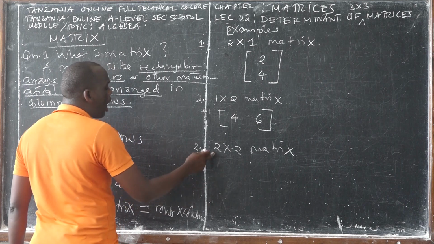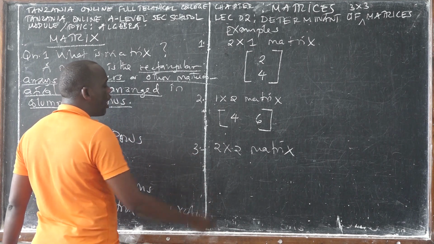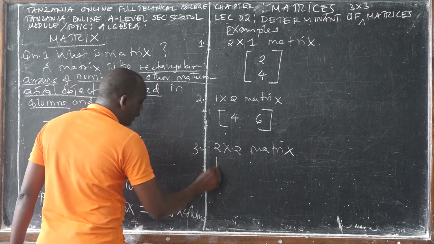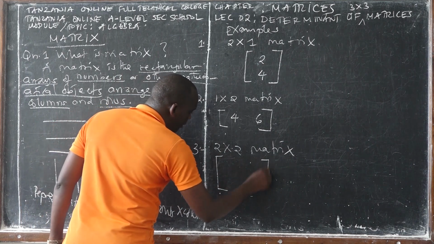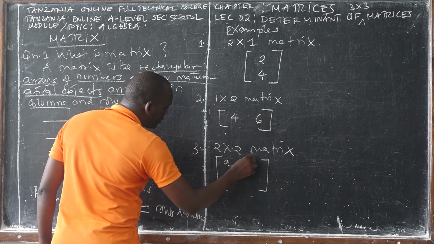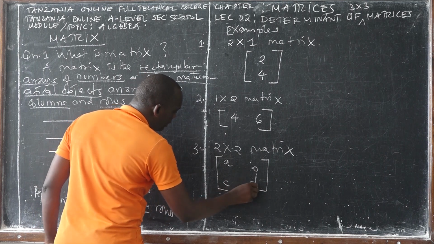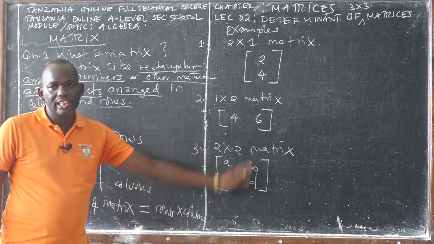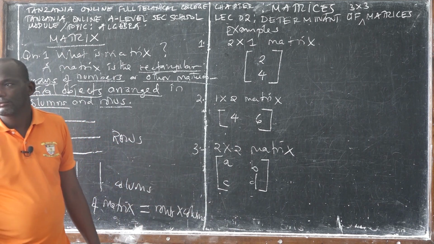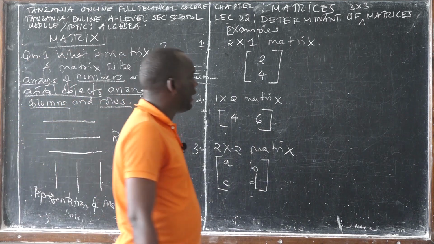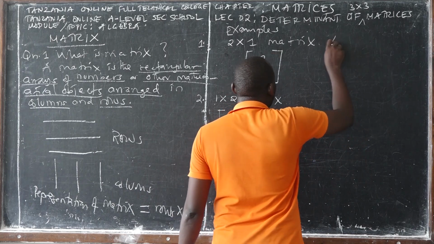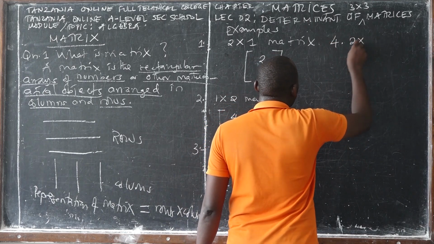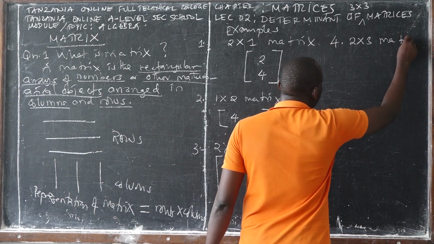So what does it mean? How many rows do you have here? How many columns do you have here? 2. So this is A, let's say B, C, D. First row, second row. First column, second column. Are we together? Yes.